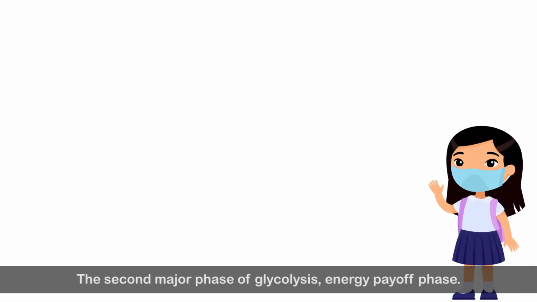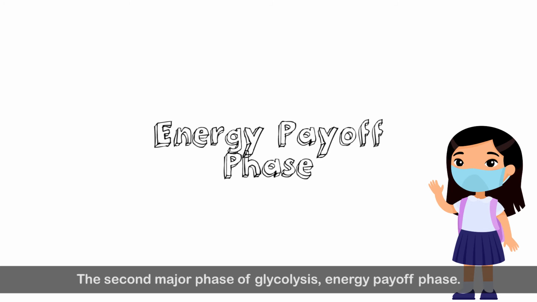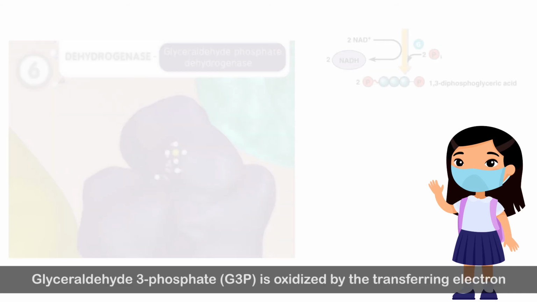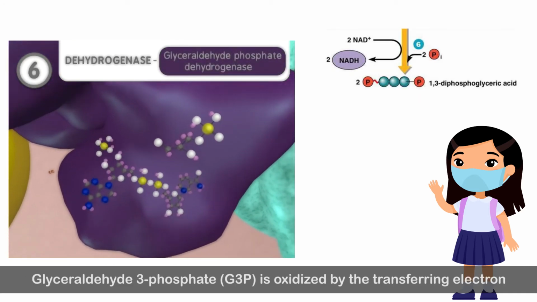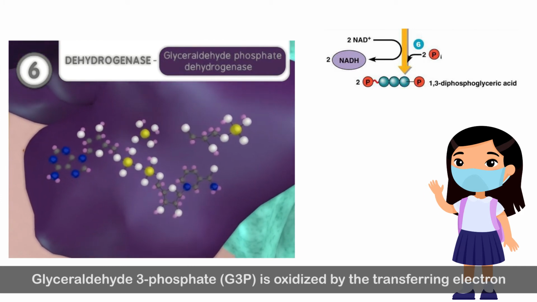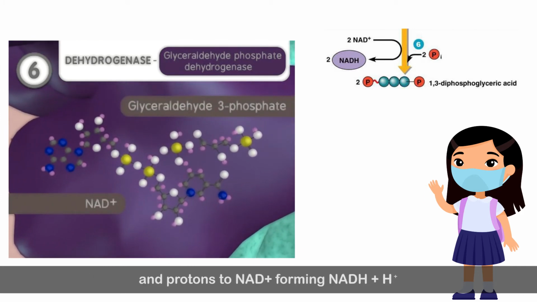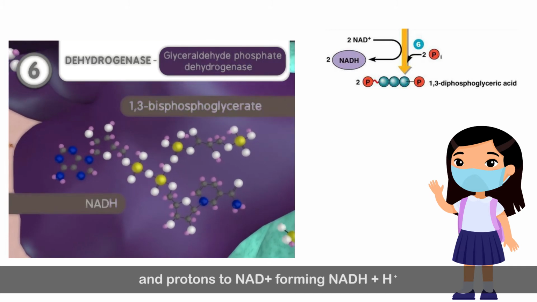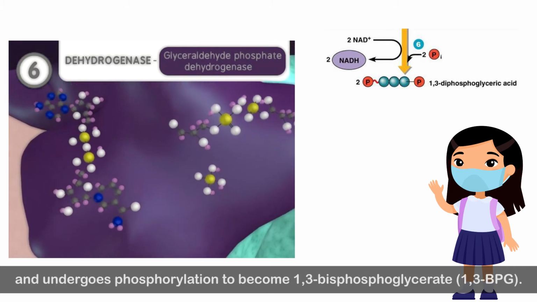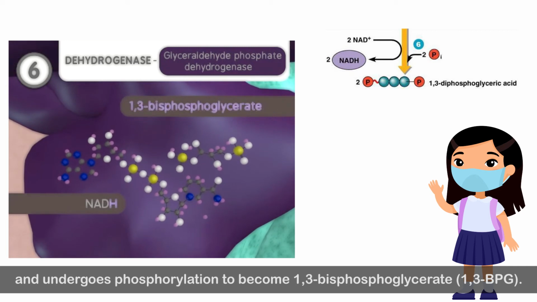The second major phase of glycolysis is the energy payoff phase. This phase also involves 5 steps. Firstly, glyceraldehyde 3-phosphate, which is G3P, is oxidized by the transference of electrons and protons to NAD+, forming NADH plus H+, and undergoes phosphorylation to become 1,3-biphosphoglycerate.